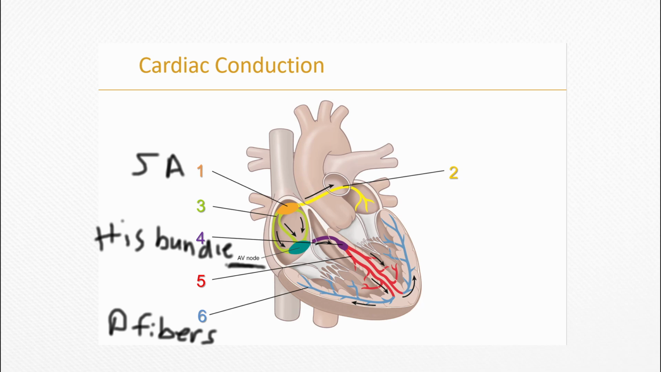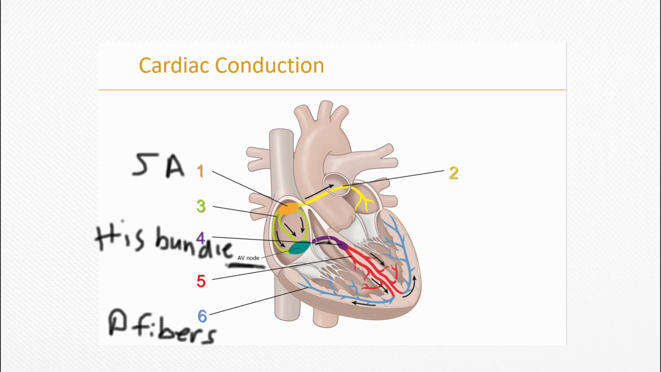Again, it'll pass to that AV node, and after passing the AV node, the impulse picks up speed a lot, and it travels to the bundle of His. This is also called the AV bundle. You can see it in purple. So it travels down here. The AV bundle will branch off to the left and right, and it'll give a huge electrical impulse.